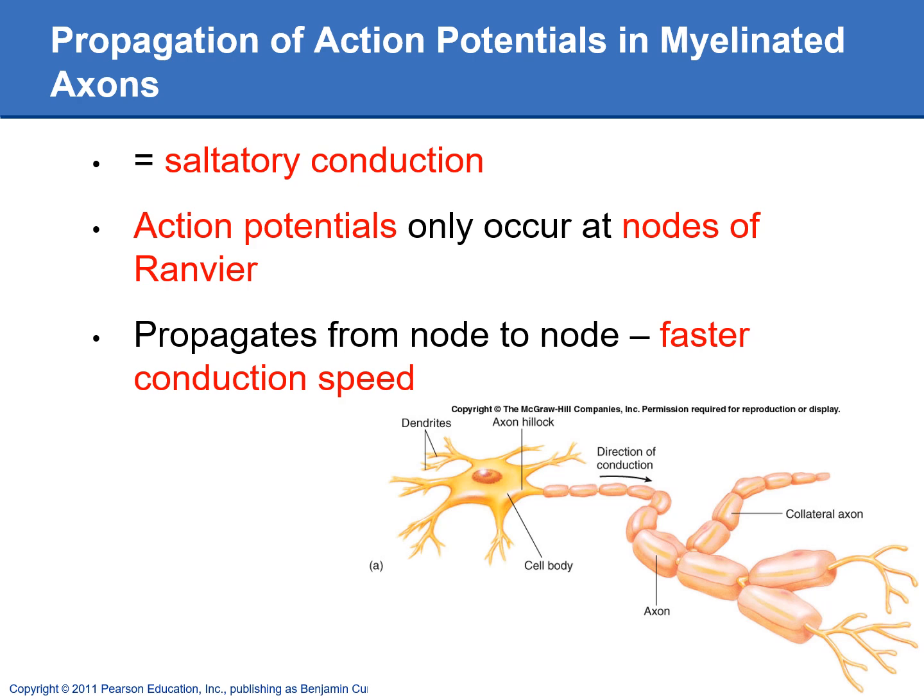And then in the peripheral nervous system, which glial cells produce the myelin sheath? So you should have said the Schwann cells. So in the peripheral nervous system, it's the Schwann cells that produce the myelin sheath.